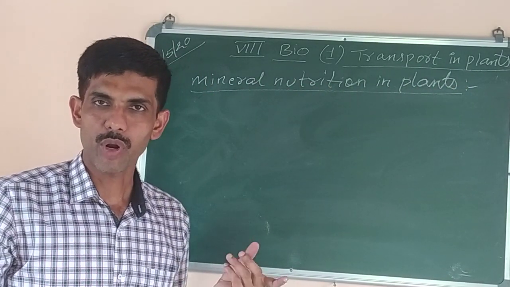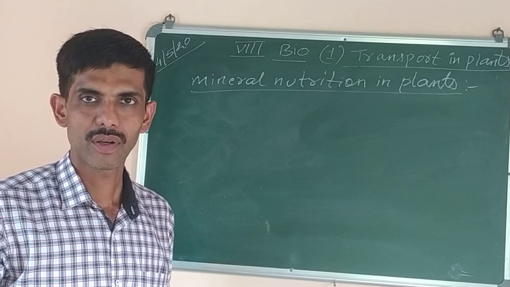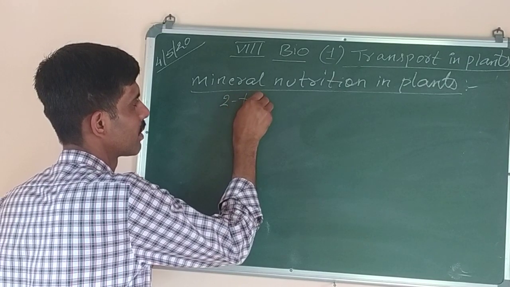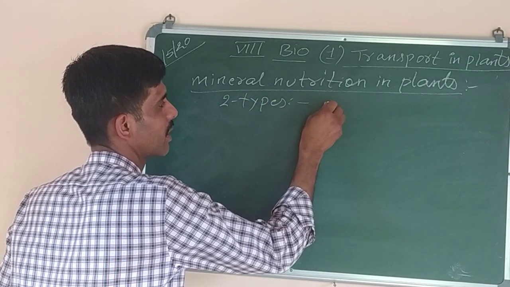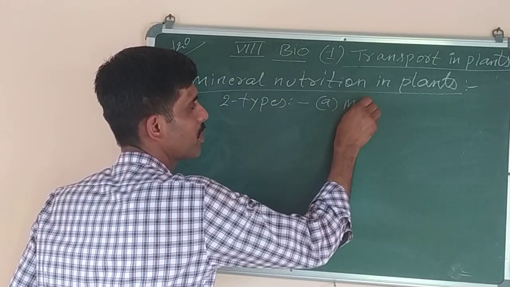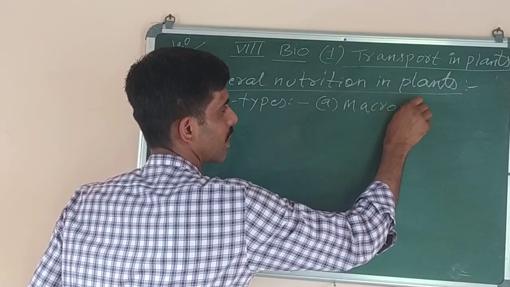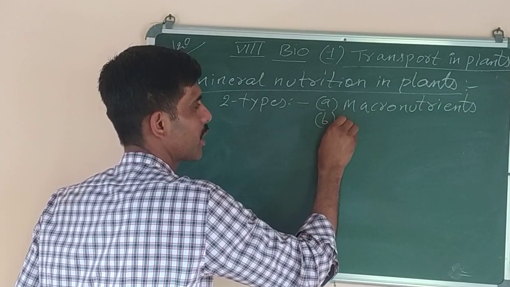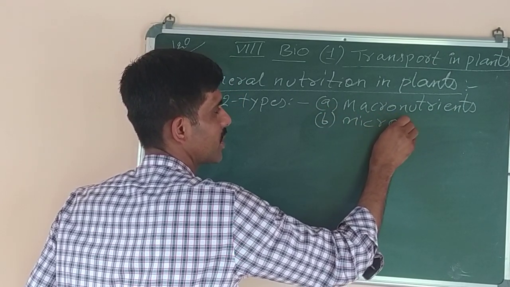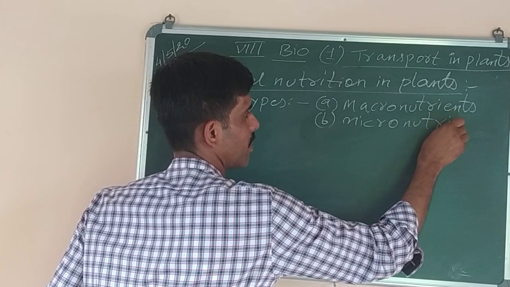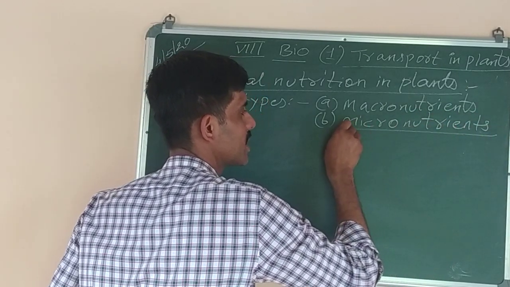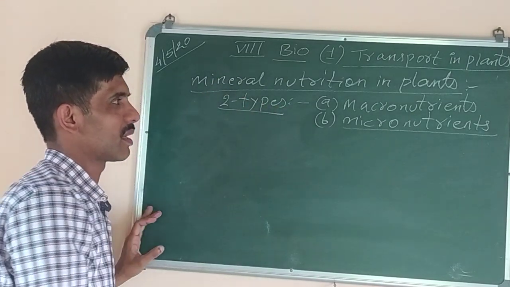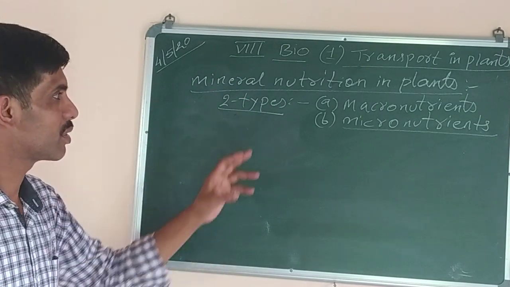Plants need minerals for proper growth and development for different activities. Now there are two types of minerals. What are they? Number A, macronutrient, and number B, micronutrient. What are they? What is the definition? I will explain it just now along with the examples and their functions. So plants need minerals, and these minerals are of two types.